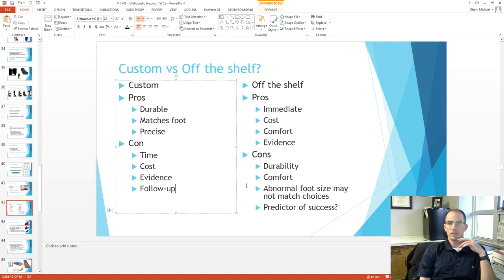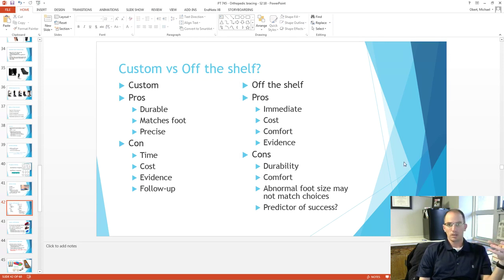The comfort can be an issue too, so it can be a pro and a con. They tend to have good cushion, but again, they're not going to fit every single foot the exact same way, especially if we have somebody that has a size 14, 15 shoe. Good luck finding an off-the-shelf orthotic. So those are some of the things that we can look at.